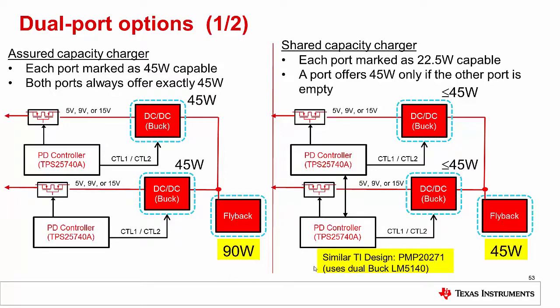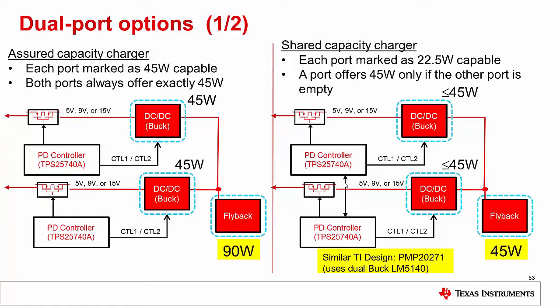If you contrast that with a shared capacity charger, here we can offer 45 watts to a single port if the other port is empty. But that allows us a great advantage of having a 45 watt flyback. Obviously a 45 watt flyback is much smaller and less expensive than a 90 watt flyback.